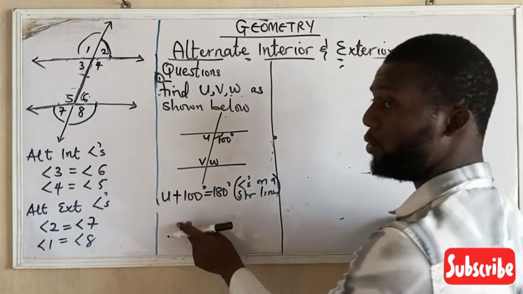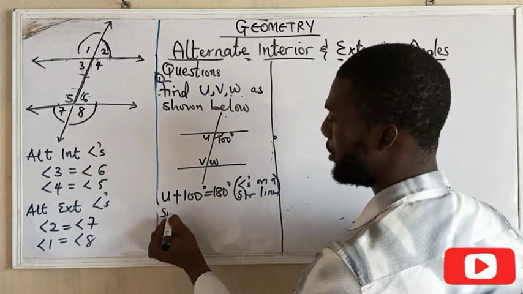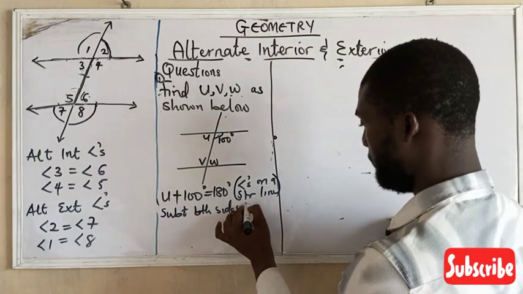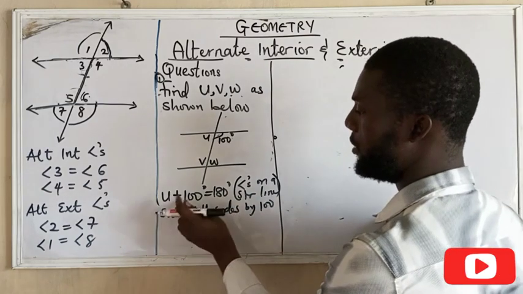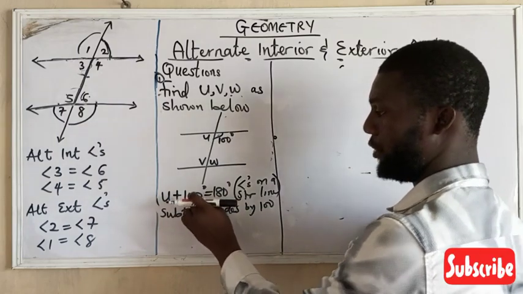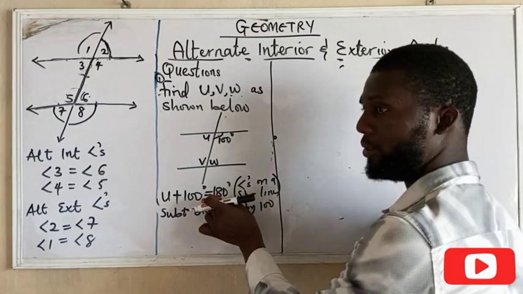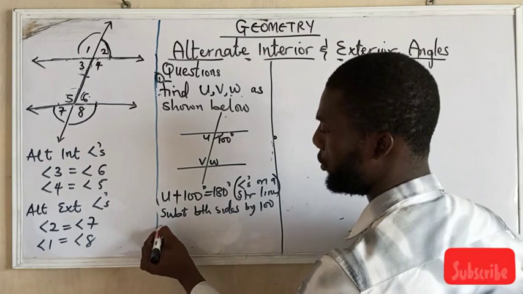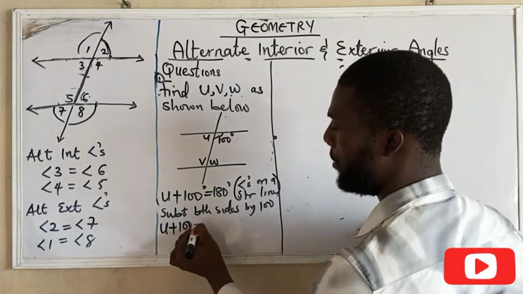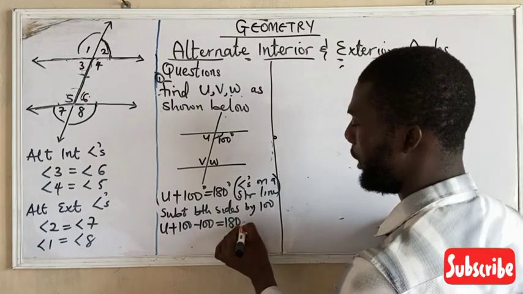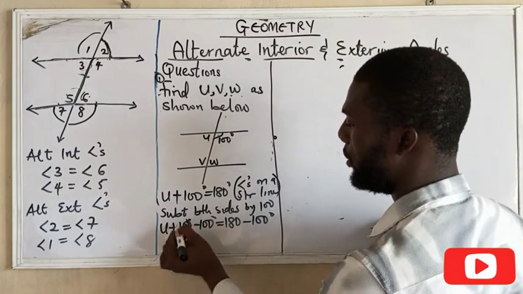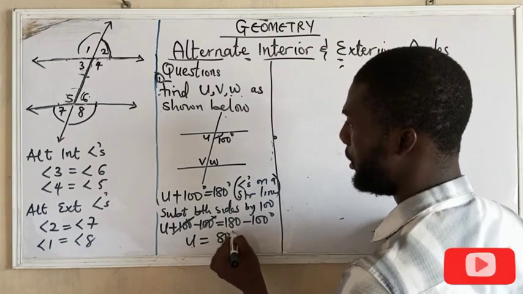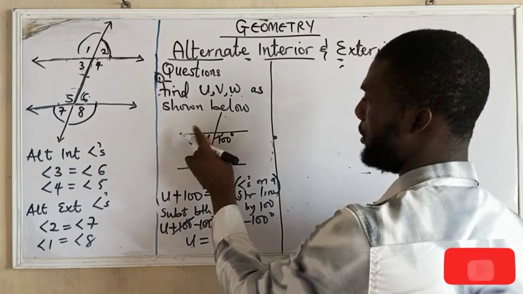Now, my aim is to find the value of U. So I'll have to subtract 100 from both sides. To make U stand alone, this is positive 100, so I have to subtract 100 from here in order for this side to be equal to 0, and also subtract from here so as to balance the equation. So it's going to be U plus 100 minus 100 equals 180 minus 100 degrees. Plus 100 minus 100 is 0. So U equals 80 degrees. So my U now is 80 degrees here.